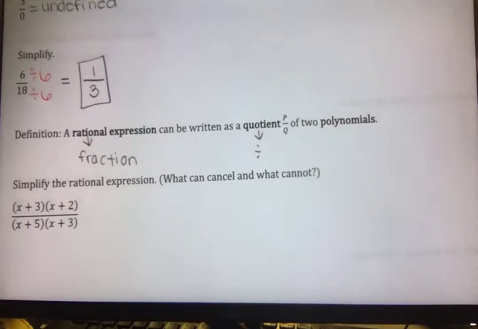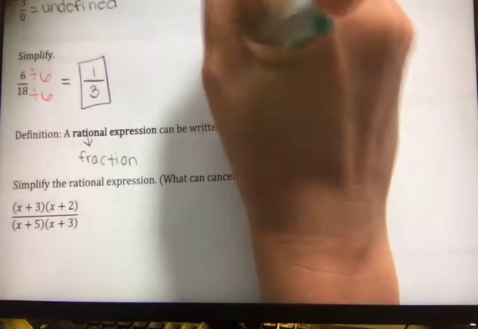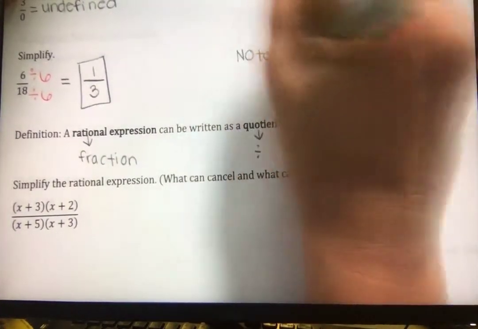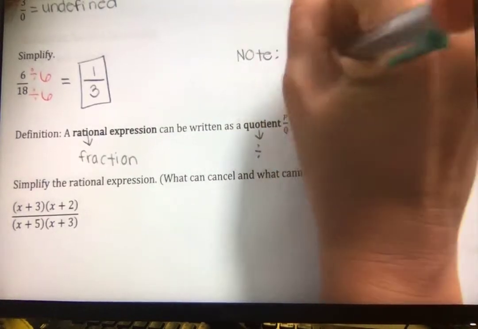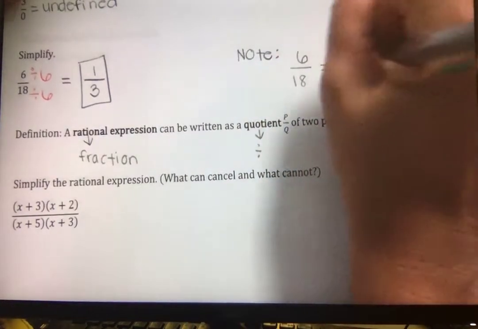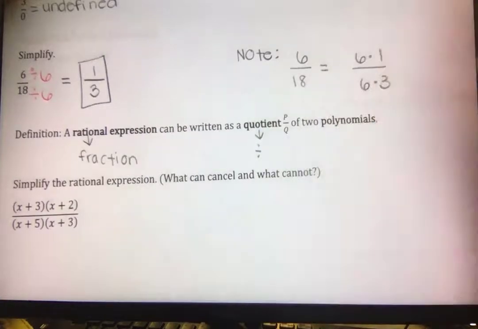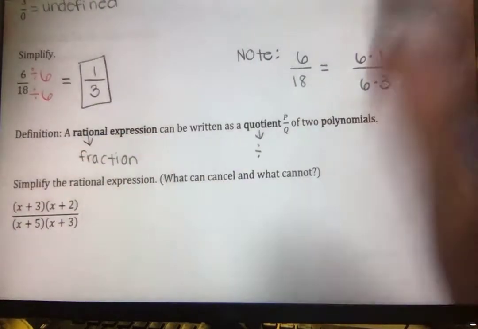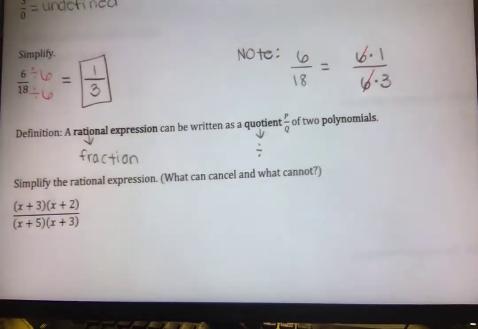So let's touch on one other thing. I want to make a quick little note. So when we have 6/18, we took out the GCF. We took out the common factor. So let's just rewrite this over here as a quick little note. So 6 over 18, we said was 6 times 1, all over 6 times 3. So that means that common factor of 6 canceled out.